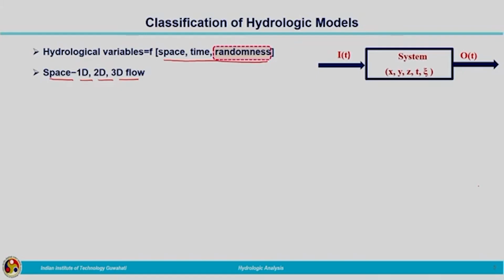Now when we are considering the system, it is acted upon by an input and it produces output. So system can be represented as a function of x, y, z, t and theta. X, y, z is representing all the three dimensions in space, and t is the time and theta is representing the randomness involved with the hydrologic variables. I(t) and O(t) are the input and output variables. For example, input can be rainfall and the corresponding output from the catchment can be outflow or runoff. So these two can be considered as consisting of certain amount of randomness.